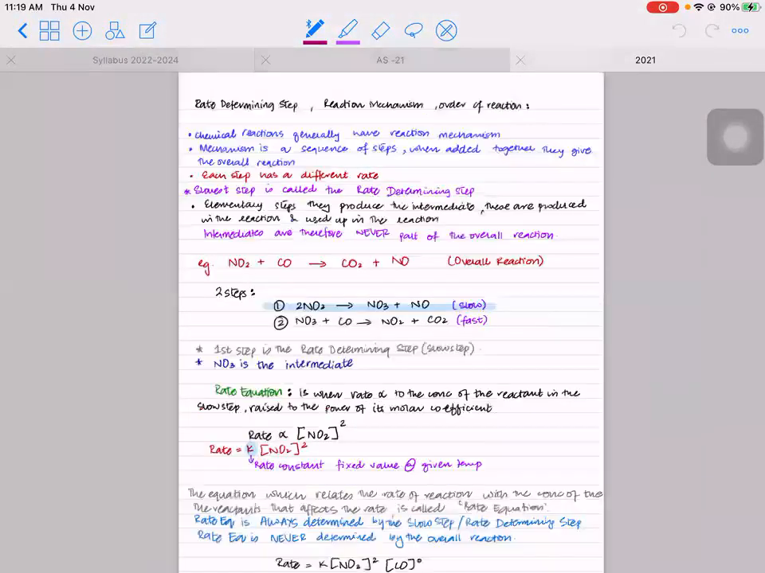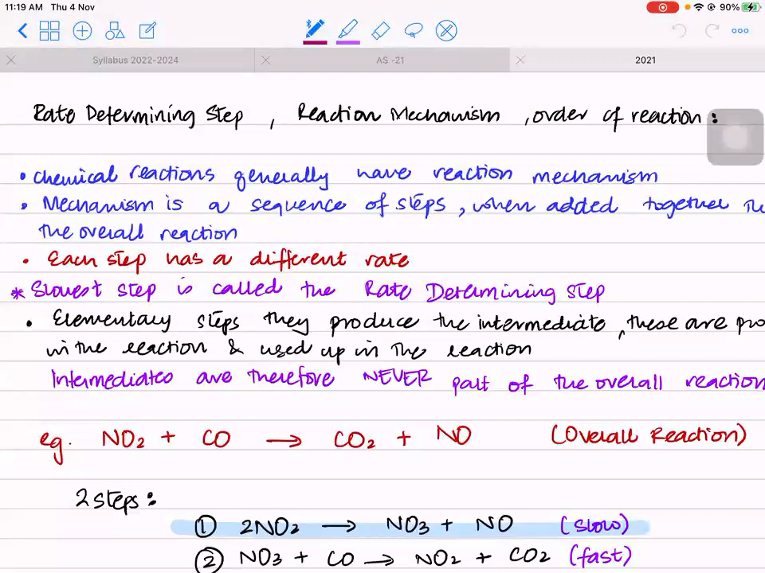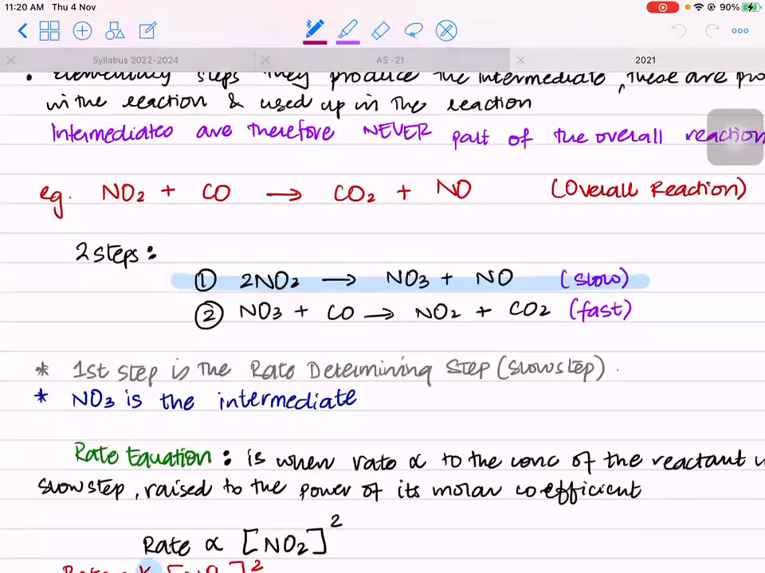Now, I also defined the rate determining step, rate mechanism, and order of reaction. What is rate mechanism? Most chemical reactions happen in multiple steps, so they have a mechanism. Those multiple steps, when you add them up, give you the overall reaction. So the sequence of steps is called the mechanism, and when you add them, you get the overall reaction. In that mechanism, you have different steps which have different rates, and the slowest step is called the rate determining step.